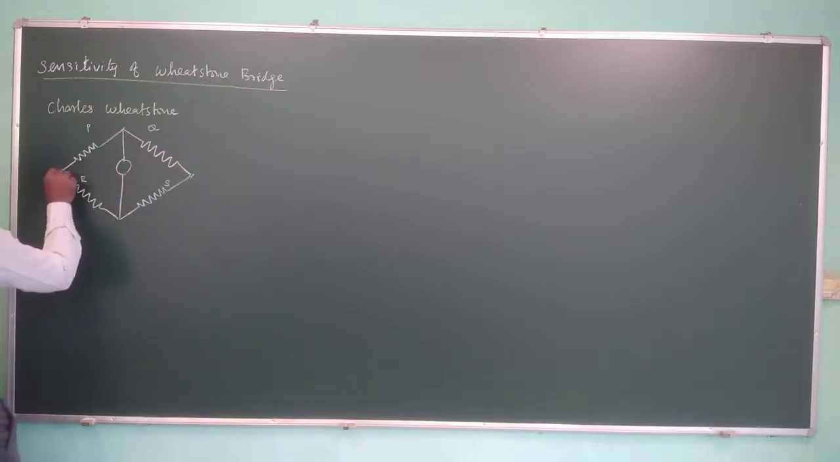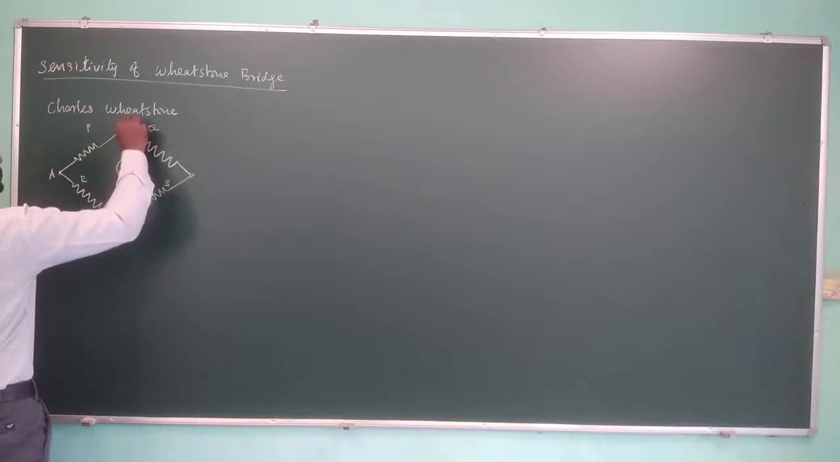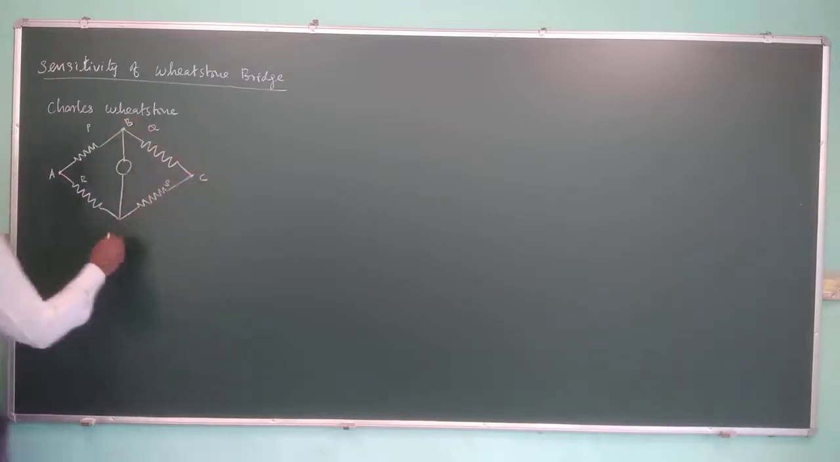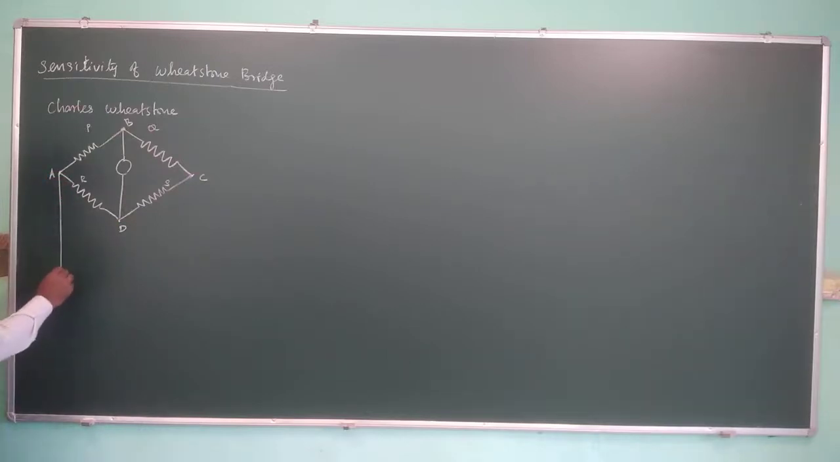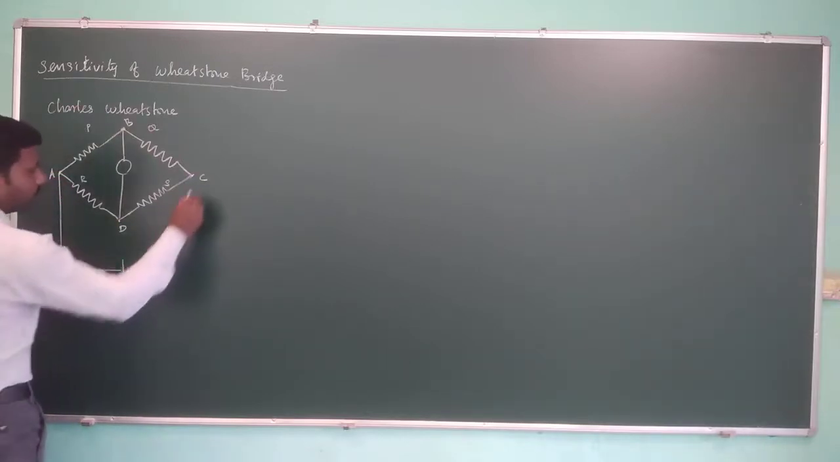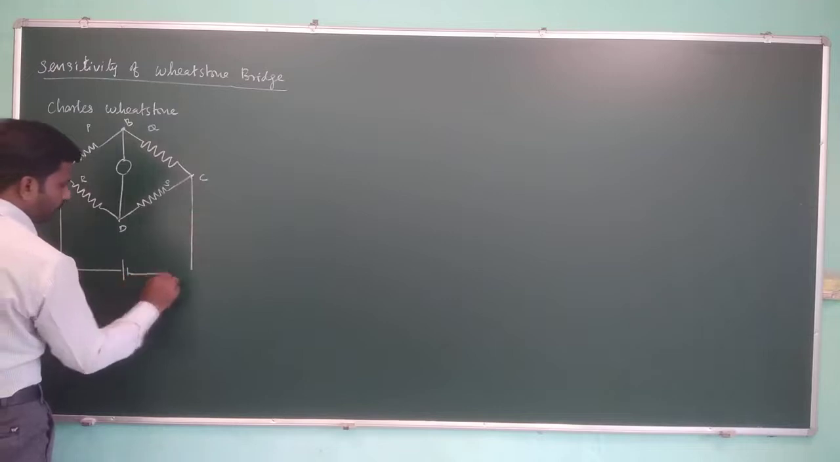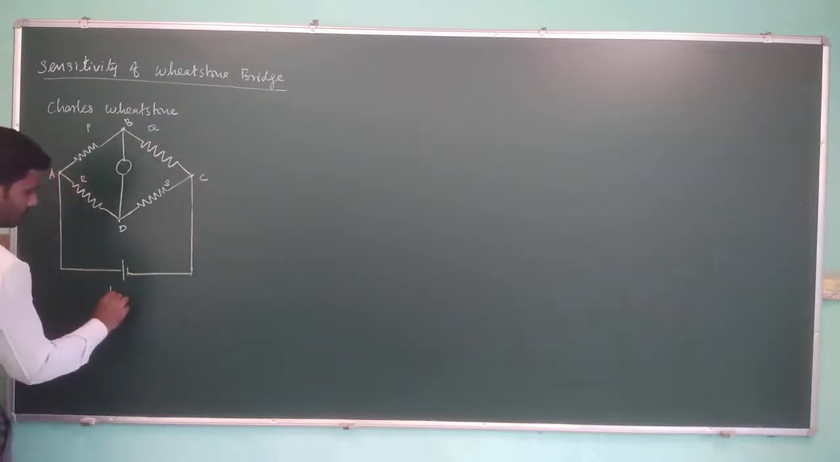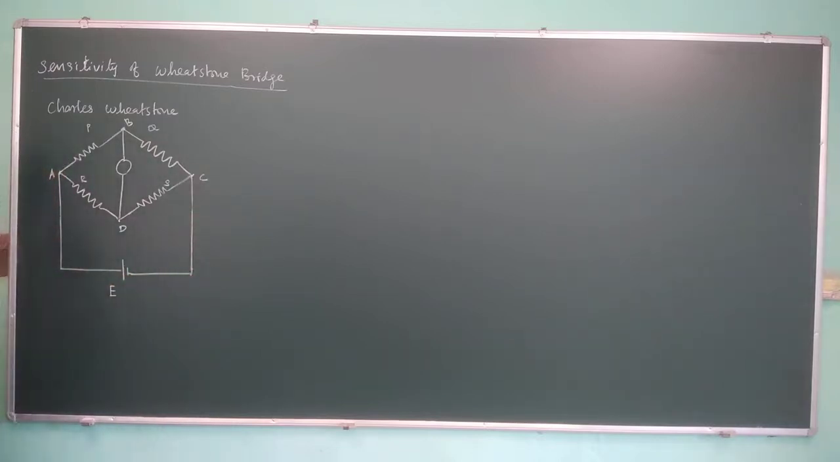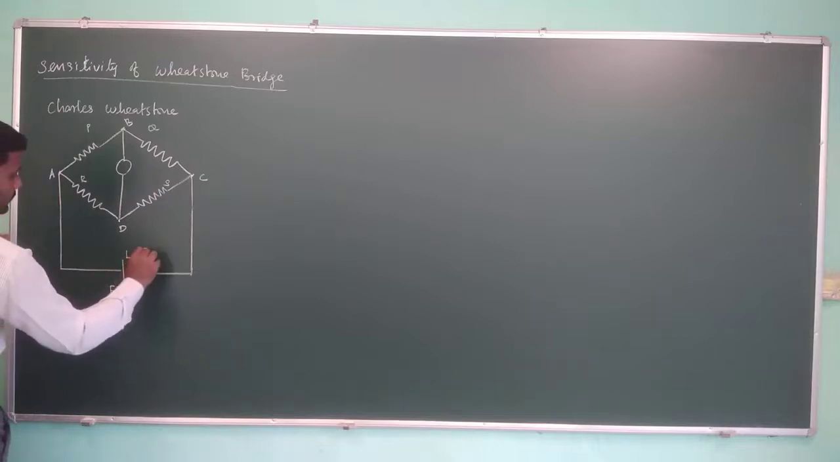This junction is A, this junction is B, this junction is C, and this junction is D. Between A and C, we have to connect a battery, essentially a Leclanché cell. Here a Leclanché cell is connected.